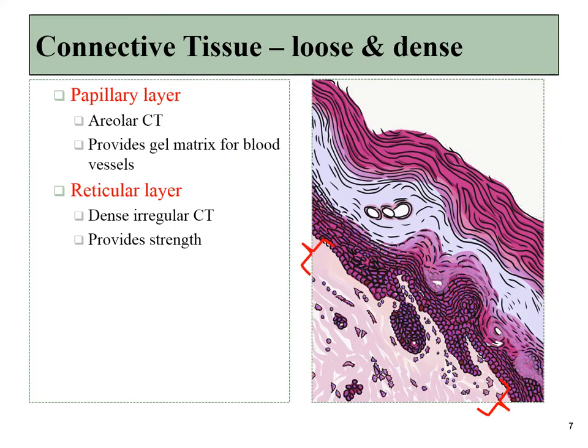Underneath the epidermis, or the epithelial layer, are regions of connective tissue. These together would be called the dermis, which is composed of a papillary layer, or a region of areolar connective tissue, followed by a thicker layer of dense irregular connective tissue, the old-fashioned name for which was the reticular layer of the dermis. Although keep in mind, that has nothing to do with reticular connective tissue. It is a dense, irregular connective tissue, and is responsible for the strength of our skin.